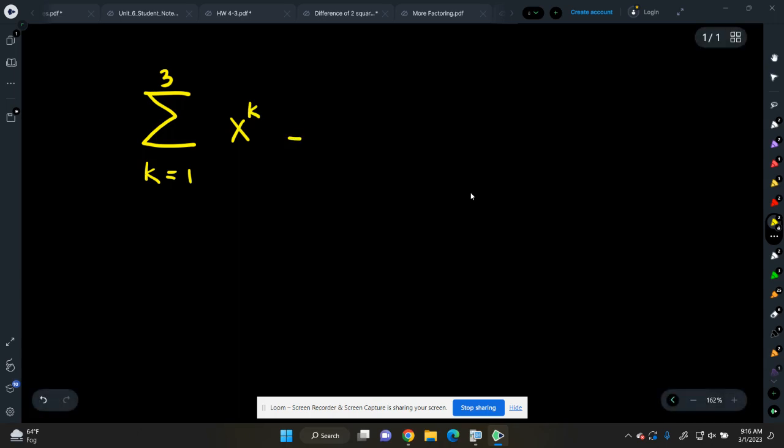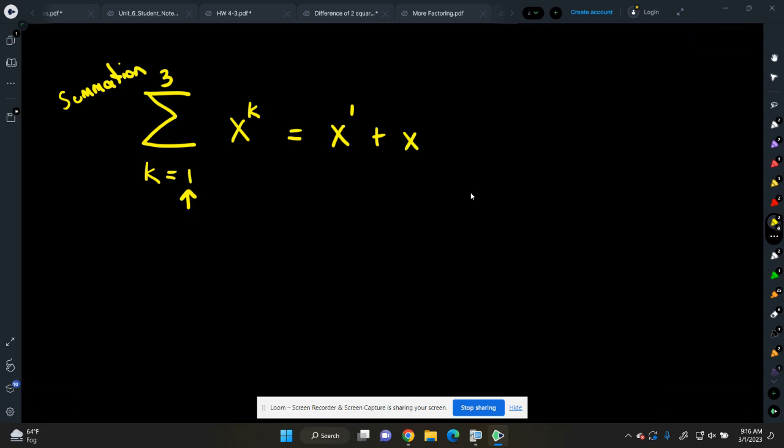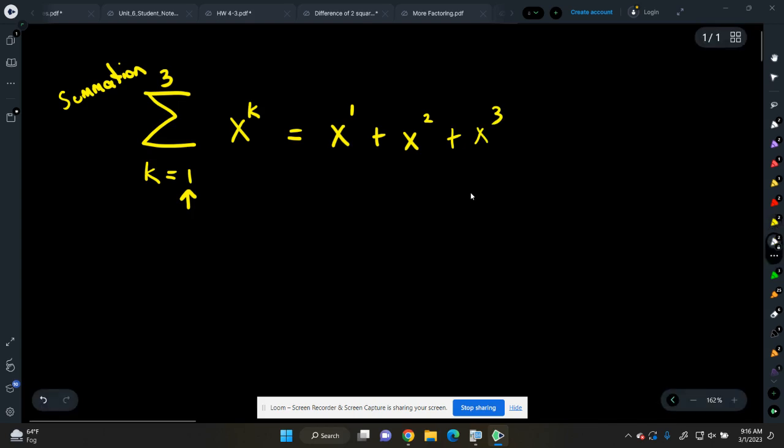So this means that we start with K at 1, so it'd be X to the 1. And then we add, because this is a summation, so that means we're adding, right? So then we add the next one. After K equals 1, the next one would be K equals 2, so it'd be X to the second. And then the next one would be X to the third. That would be the summation of K equals 1 to 3 of X to the K. Okay? Thank you, Carson.